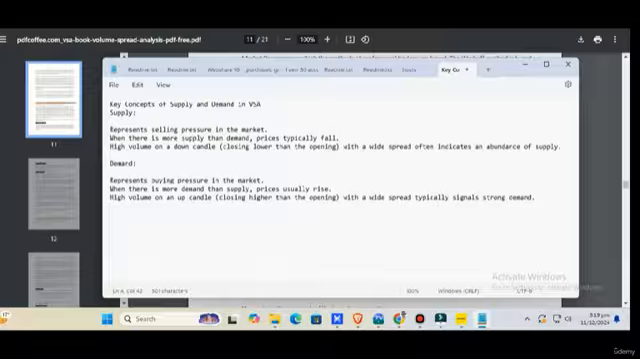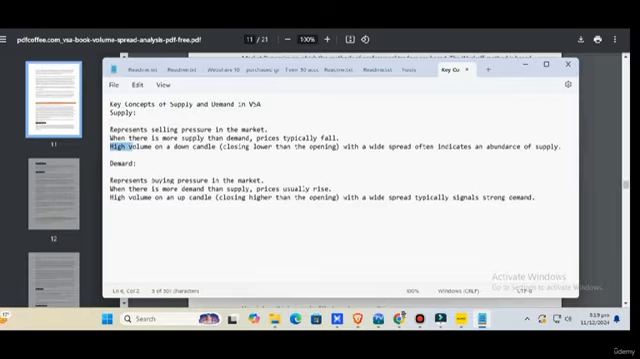When there is more supply than demand, price typically falls. It is simple: when supply is more than demand, then the market will definitely fall. So check where the supply is and where the demand is. We will go into the practical session.